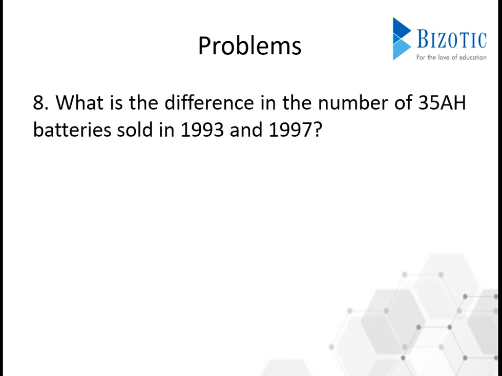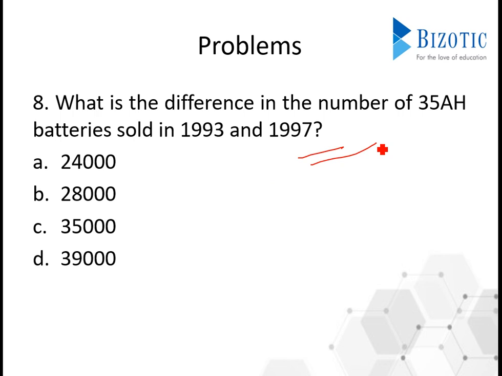What is the difference in the number of 35Ah batteries sold in 1993 and 1997? And pay attention, they have just asked you to find the difference, so there is no percentage involved here. Why are the options given in thousands? Because in the table itself they have mentioned that the batteries are sold in thousands.